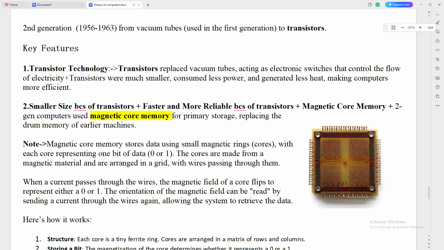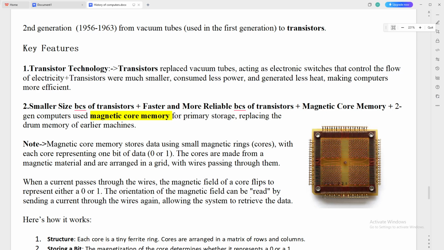Now transistor technology came, and the transistor replaced the vacuum tube, acting as an electronic switch that controls the flow of electricity. Transistors were much smaller, consumed less power, and generated less heat, making computers more efficient, more reliable, and faster. Okay, now the second thing is smaller size because of transistors, faster and more reliable because of transistors.